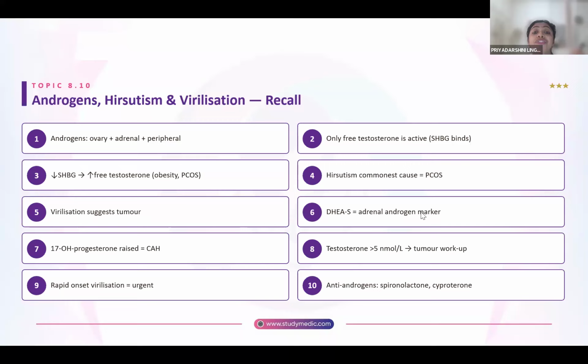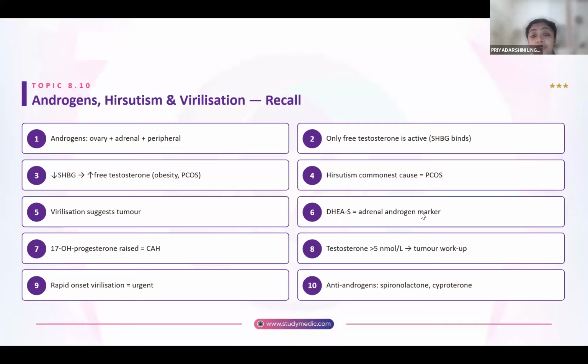What is the cutoff of testosterone for which you require a workup for tumor? Whenever it goes more than 5 nanomole per liter, you have to do a tumor workup. With virilization, high testosterone, very urgently, you will have to do the workup for these women, because you are thinking in lines of tumor.